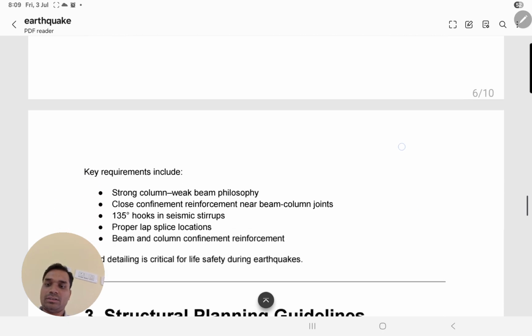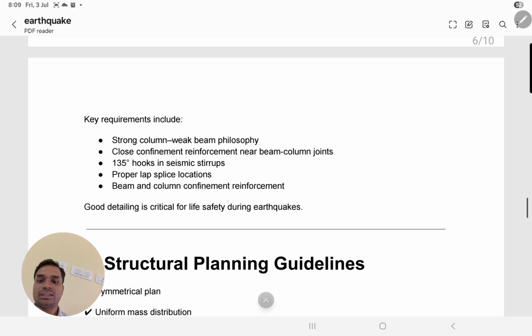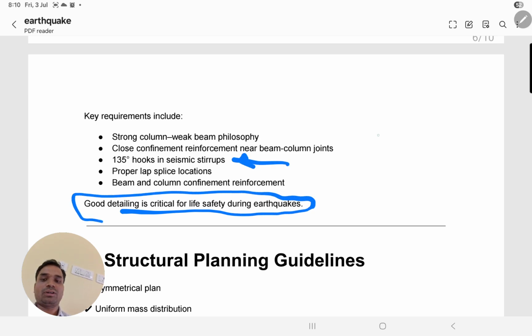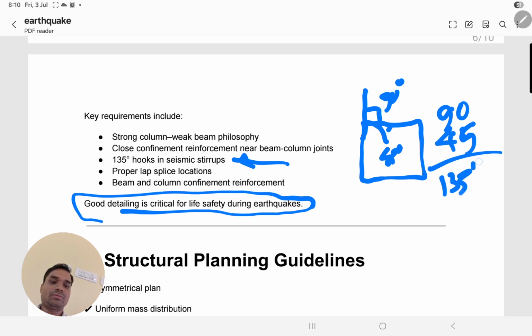Then the ductility. There are some key requirements. This detailing can enhance the overall safety of the building during an earthquake. Your stirrup must be 135 degrees. This is your 90, this is your 45, and together they become 135. This 135 degree is important. Let me draw it again for you. This is your 135 degree.